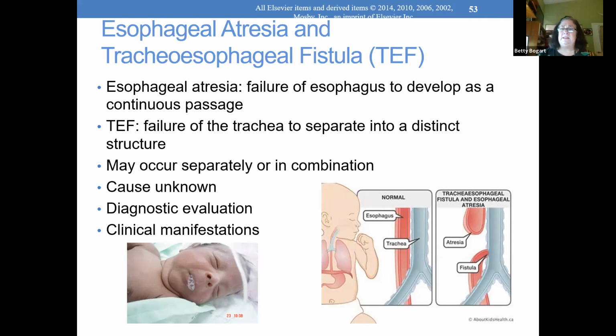So children with either of these conditions will be made NPO. Usually what you're going to see is that this kid's going to have foaming and gurgling at the mouth, and they're going to be choking and gagging, because when they're swallowing, it's going into their lungs. And that's usually what you'll see with an infant if you do not suspect it at birth.